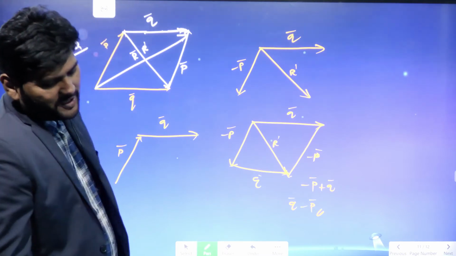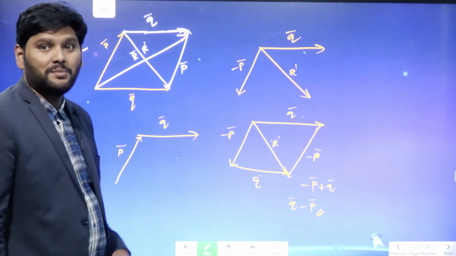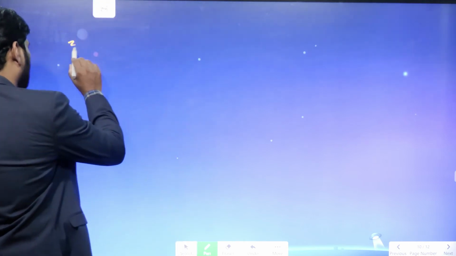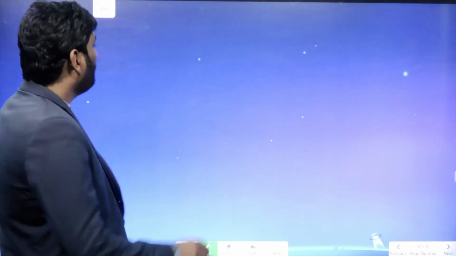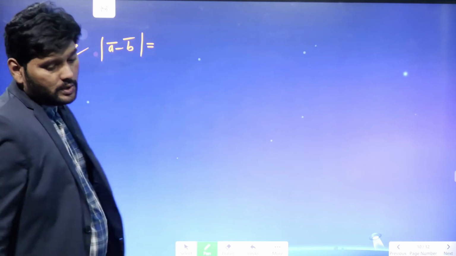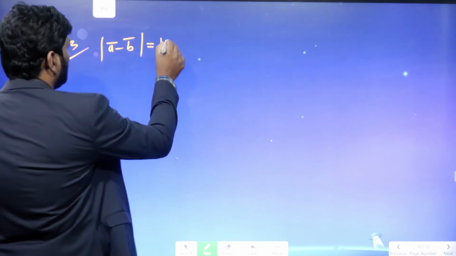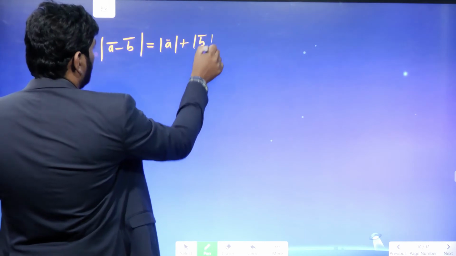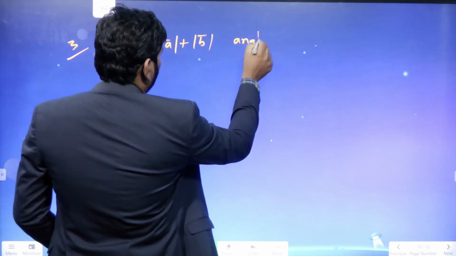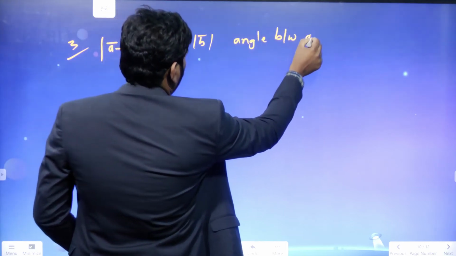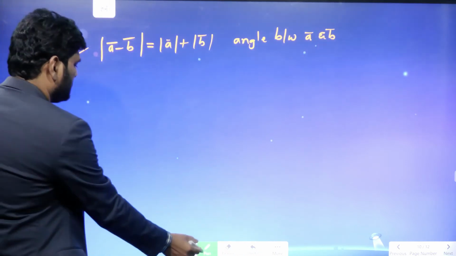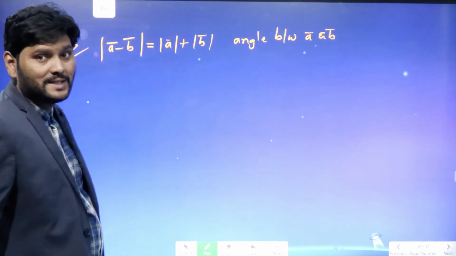Now one more question, a similar kind. I am going for the third one. So what is the third one here? Mod a bar minus b bar is equal to mod a plus mod b. Then they are asking the angle between a bar and b bar. This is our question. It is also a similar kind. Just before we did this kind of problem.